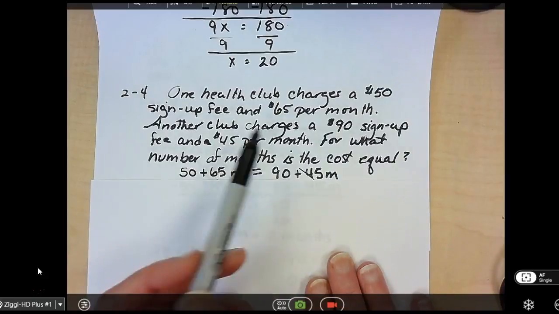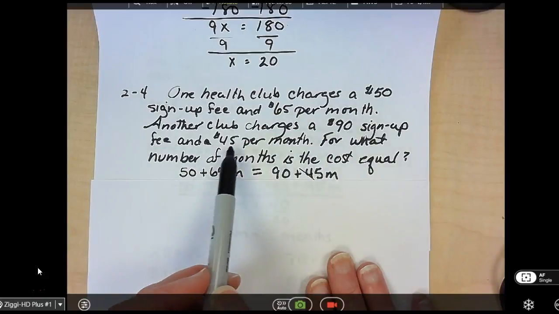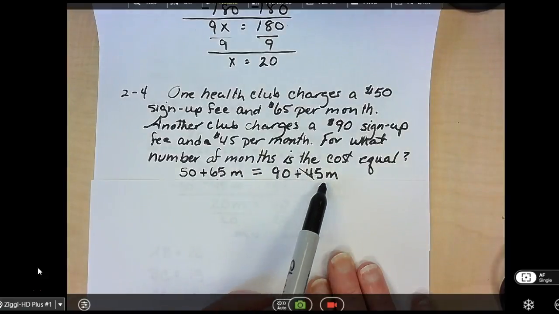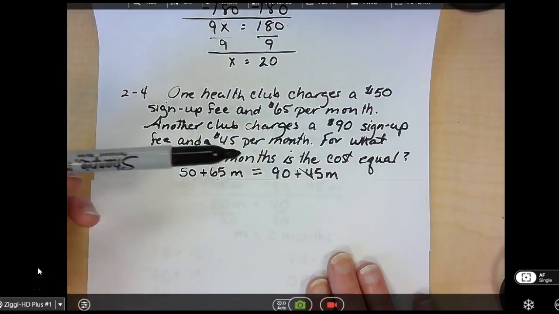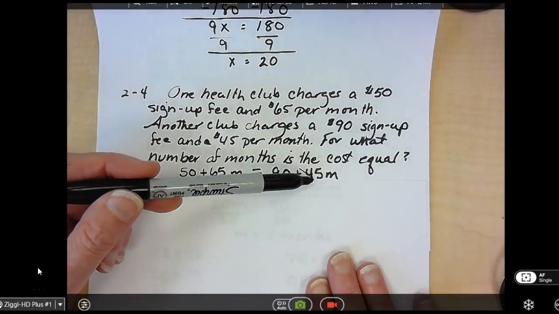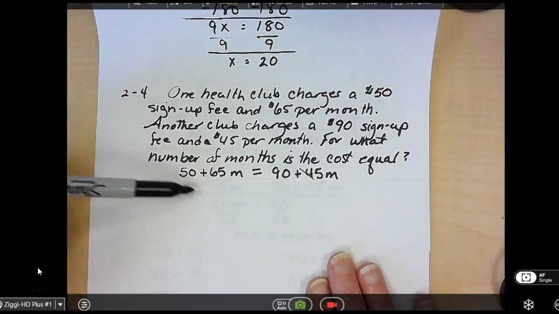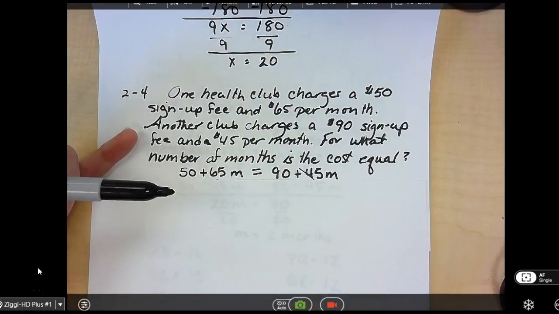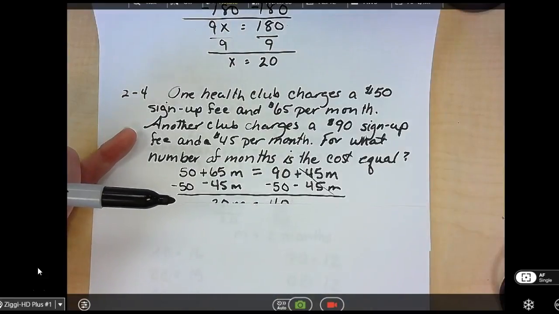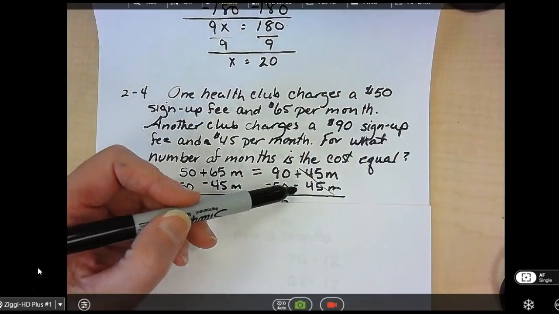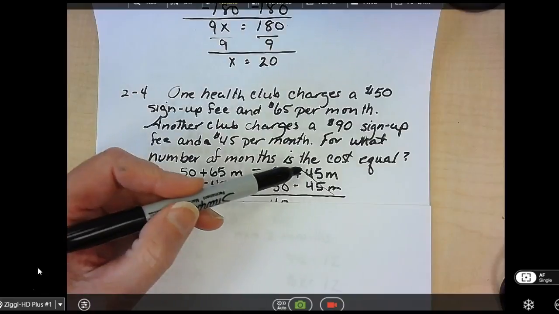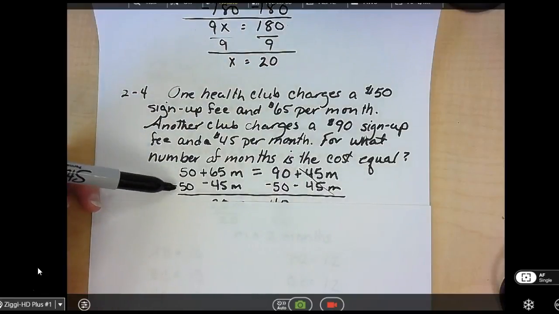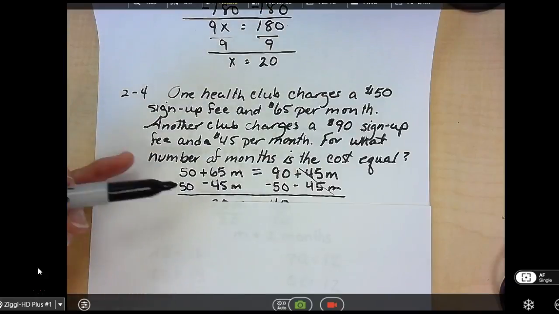And then with our $90 plus 45 per month, 90 plus the 45M, again they're equal to each other. Now you move the variable term to one side, numbers to the other. You can do that in one step. I did that this time. Subtract 45M from both sides. That would cancel this out. And then the 50 could be canceled out by subtracting 50 from both sides.